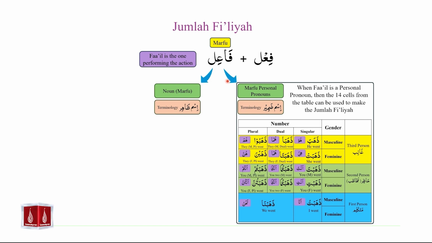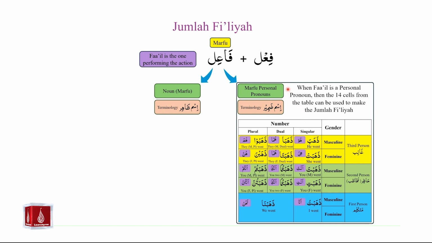When fa'il is being used as a marfu personal pronoun, we have 14 different options to choose from. Why 14? Because we have 14 different marfu personal pronouns. So for example, if we want to use huwa as fa'il, we will pick the first cell which is zahaba and use it in our Jumla Fi'liya. If we want to use nahnu as fa'il, we will pick the cell that has zahabna in it and use it in the Jumla. If we want to use ana as the fa'il, we will pick zahabtu and use it in our Jumla Fi'liya and so on.